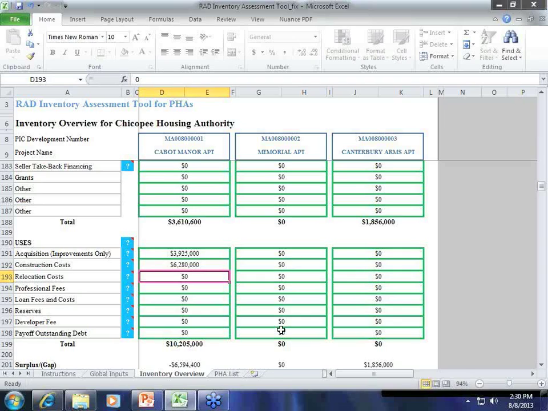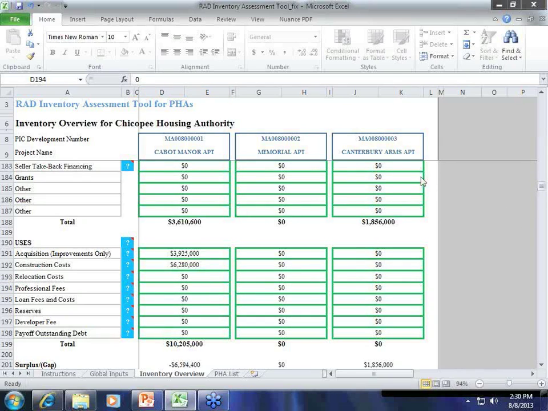Then the next line item is professional fees. These vary so wildly with the type of deal, where you are in the country, the number of units, et cetera. We estimated them at $250,000. So that estimate really should be based on experience in your local marketplace.